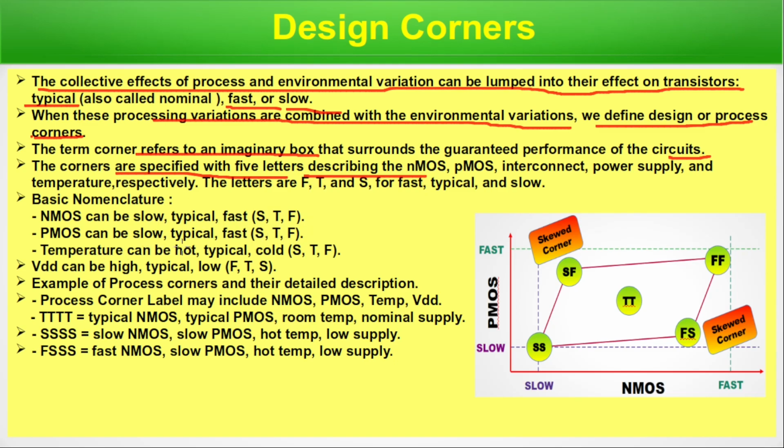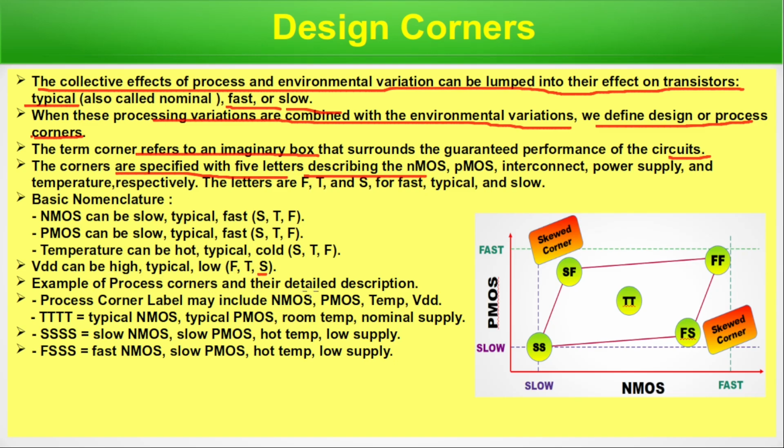Next, temperature can be hot, typical, cold. If temperature is hot, the device will be slower, so it is S, typical, and cold, so fast. VDD can be high, typical, low. If VDD is high, that is fast, typical T, and low, that is slow.